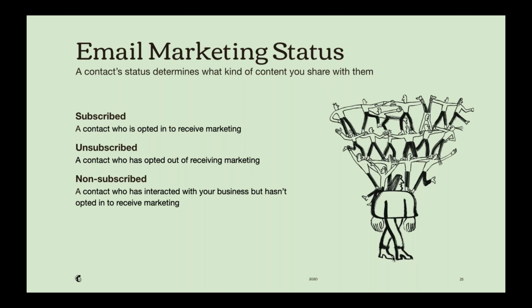Statuses for contacts can include subscribed, unsubscribed, non-subscribed, cleaned, and archived. A subscribed contact is one that's opted in to receive marketing, while an unsubscribed contact has opted out of receiving marketing.